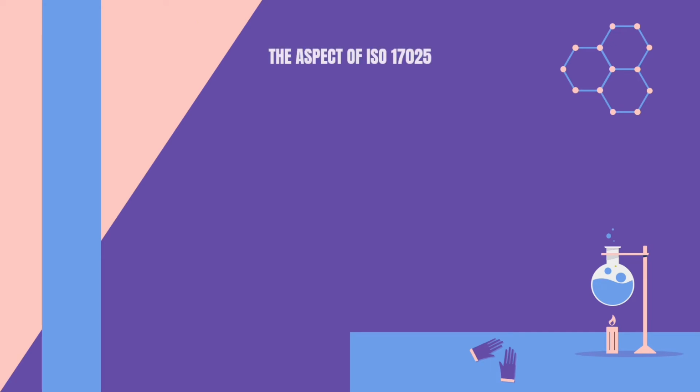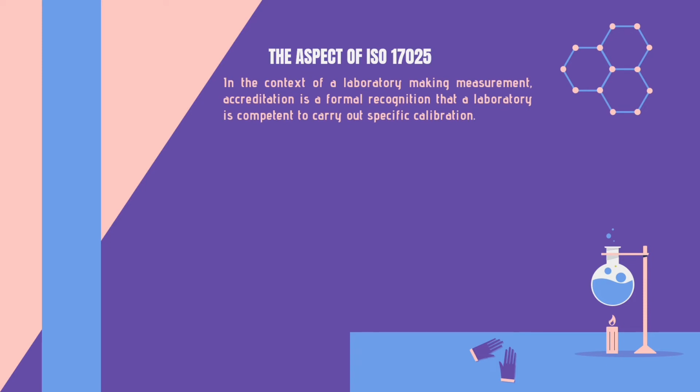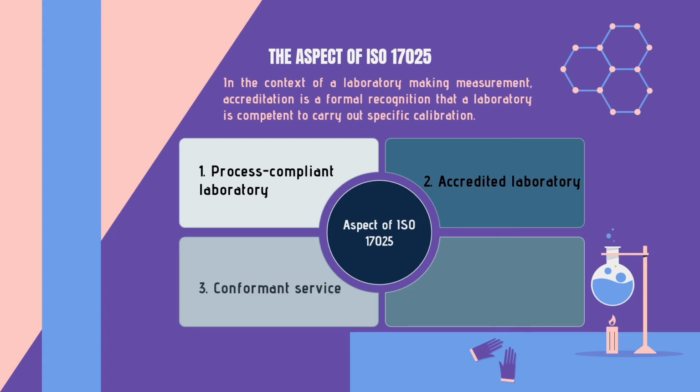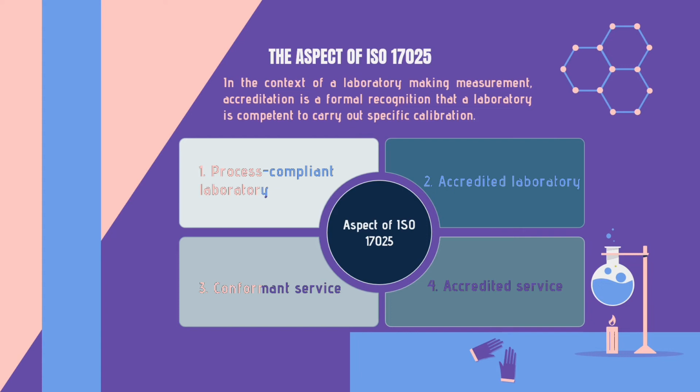Next, we continue to the aspects of ISO 17025. Why do we need to have the aspects of ISO 17025? It is because to achieve the accreditation, which is the proof that the laboratory is competent to carry out the specific calibration. So what are the aspects of ISO 17025? There are 4 aspects: first is the process compliant laboratory, second is accredited laboratory, next, conformance service, and lastly accredited service.